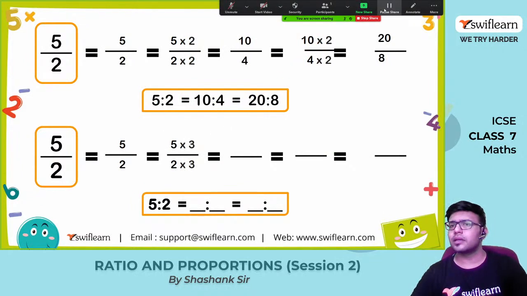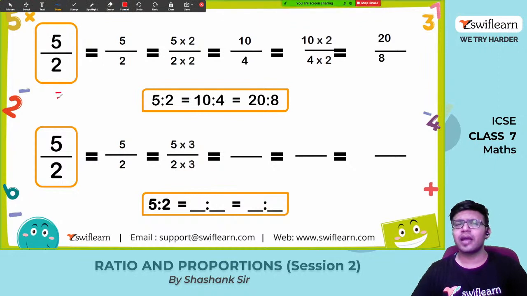For example, let us take the fraction 5 by 2. What they have done here is multiplied the numerator and denominator by 10 by 2. So the resulting ratio is 10 by 4. So 5 by 2 and 10 by 4 are equivalent ratios.